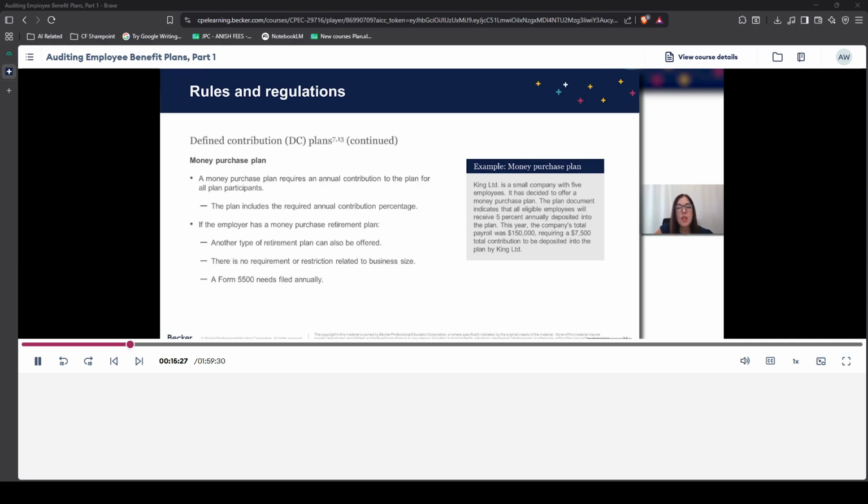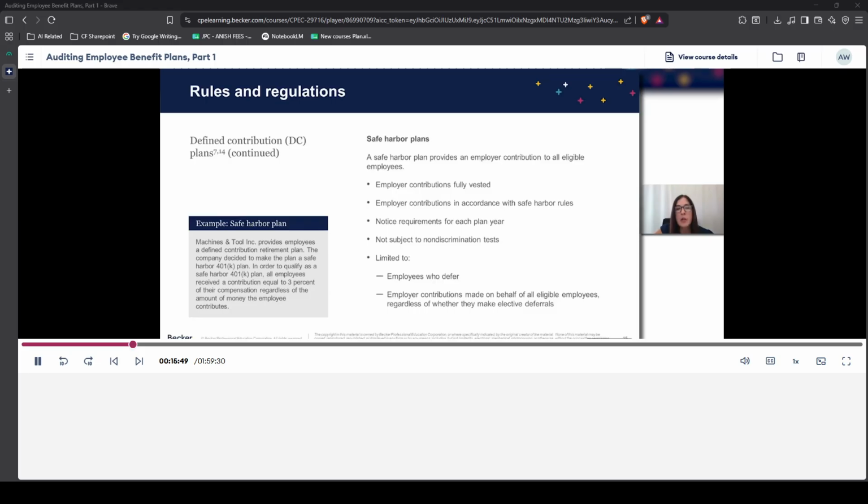So you've heard me mention already once or twice the language in the plan document. Regardless of the type of plan that you're working with or auditing, that plan document is crucial to this process. The plan document is what governs the plan, and you're going to be testing to make sure that that plan is operating in accordance with that plan document.